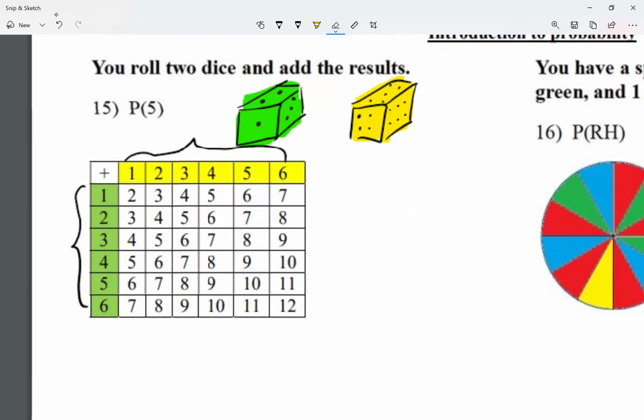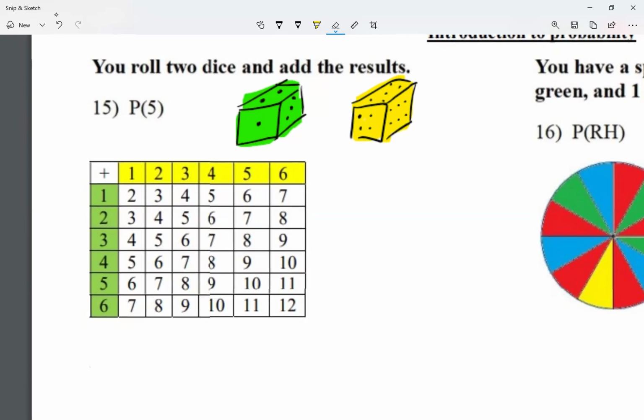If you notice the possible outcomes, I can get as low as a 2 if I get a 1 on each of my dice, and I can get as high as a 12 if I get a 6 on each of my dice, and then I can get a bunch of numbers in between. So now my question here is, what's the probability that I get a 5?